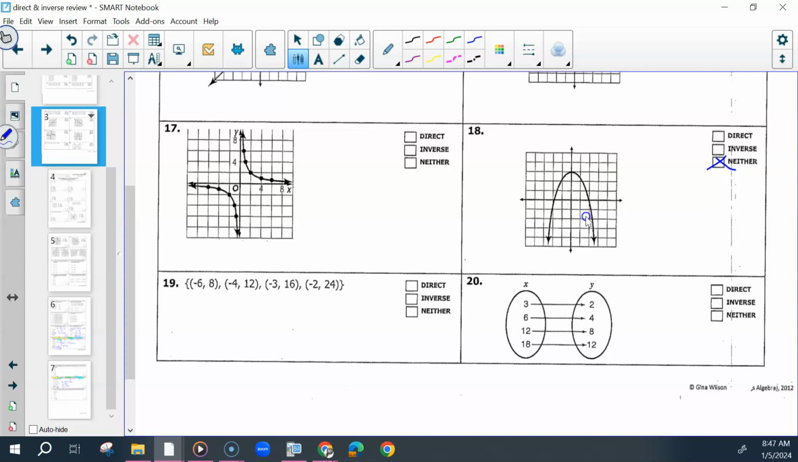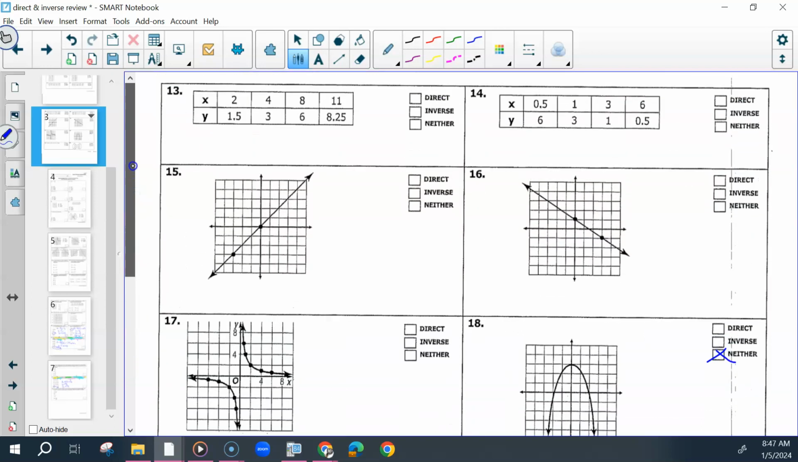13 on this. Michaela, which one is 19 on this page? So we'll do 13 first, then 19. If it doesn't say varies inversely or directly, then you have to guess. Do we think this is going to be direct or inverse?